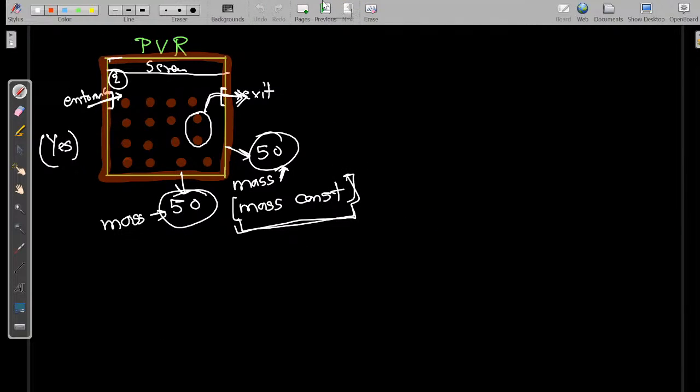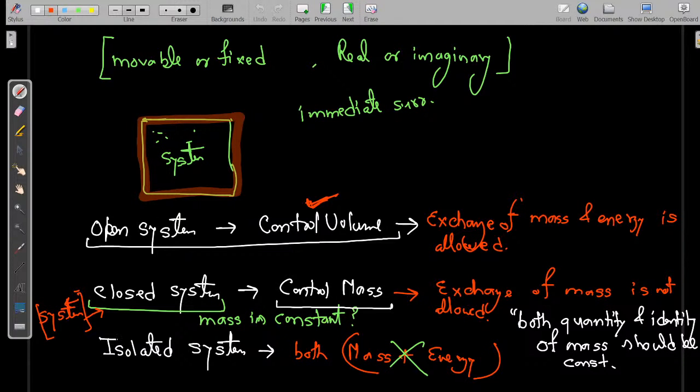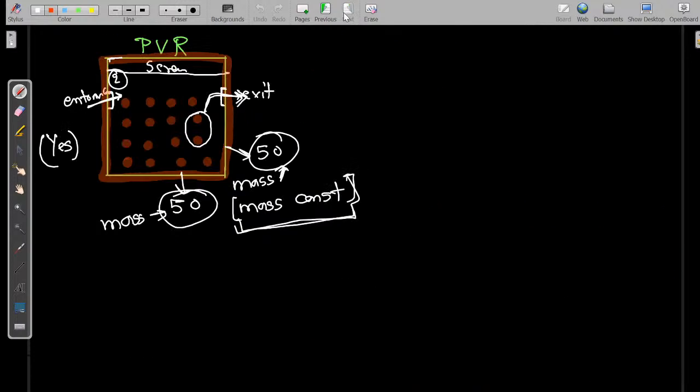In thermodynamics, it will be clearly written that whether it is a closed system or open system. Then last, another one, isolated. Isolated system example is your thermoflask. And another is universe.